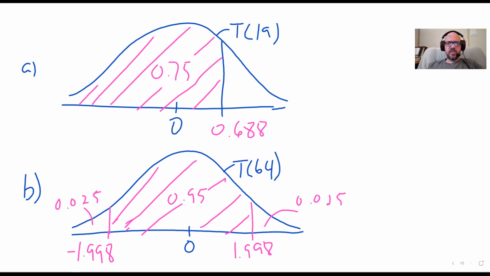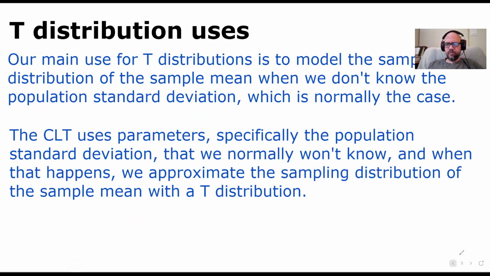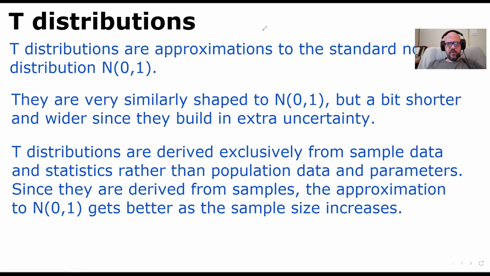Okay. That's all I want to say about T distributions. Let me just briefly sum up and then wrap this video up. T distributions are approximations to the standard normal distribution, N(0, 1). That's what they're for. We use them to approximate that standard normal distribution pretty much when we're doing a sampling distribution but don't know what sigma is, which is going to be the case most of the time in actual research. And we'll see a lot of that when we get to making confidence intervals, which is, of course, the topic that this whole thing is part of.